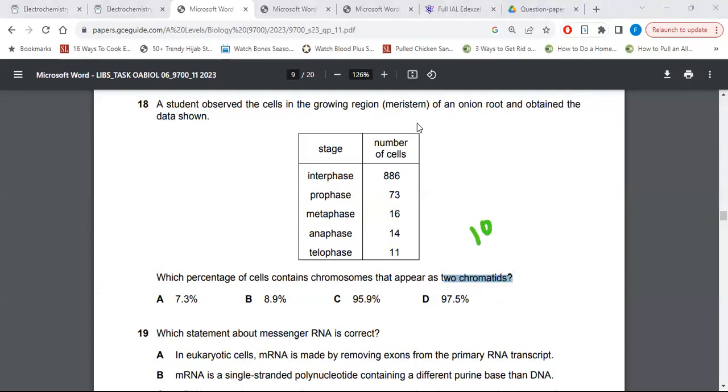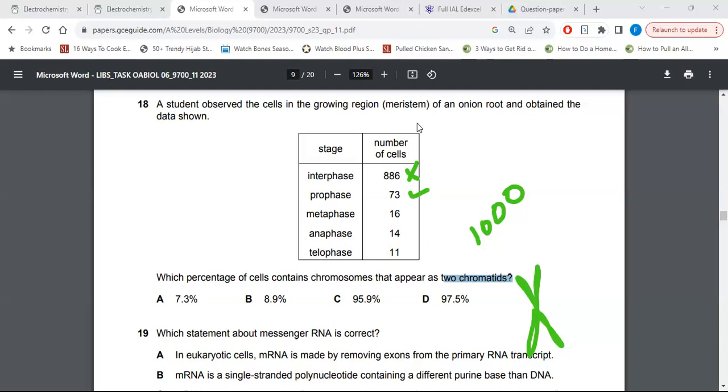Now, tell me, in which stage do you think I will see two chromatids? Interphase. Are we even going to have chromosomes in interphase? No, there are no chromosomes in interphase, right? You only have chromatin. What about prophase? Will we have chromosomes in prophase? Yes, correct. What about in metaphase? Not only chromosomes, but chromosomes that will appear as two chromatids, like this. Will we have chromosomes that appear as two chromatids?